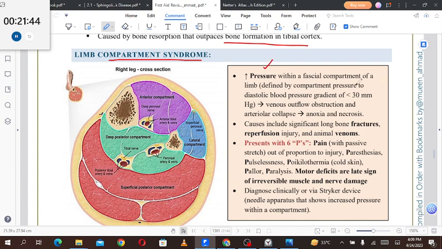Increased pressure within the fascial compartment of a limb, defined as a compartment pressure to diastolic pressure gradient of less than 30 millimeters of mercury, causes venous outflow obstruction and arteriolar collapse, which will result in anoxia and necrosis. So whenever there is increased pressure within the fascial compartment of a limb, for example, this is the fascial compartment, the red one, green one, purple, and the blue one, all of these are fascial compartments. If the gradient is less than 30 millimeters of mercury, venous outflow obstruction and arteriolar collapse will be there, and it will result in anoxia and necrosis.